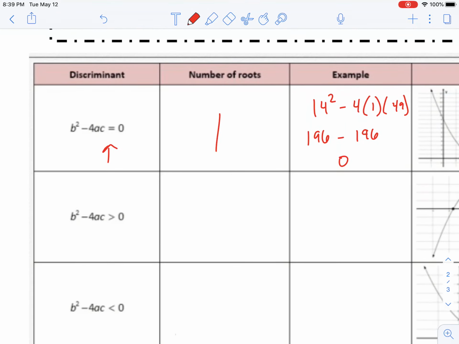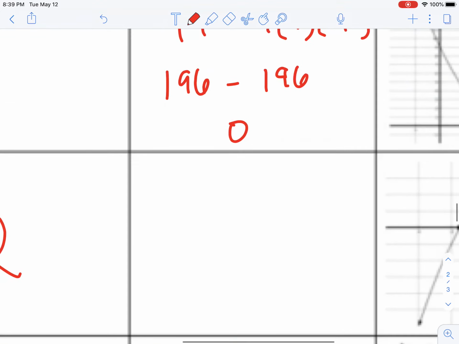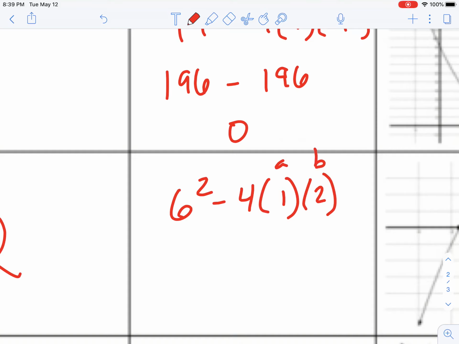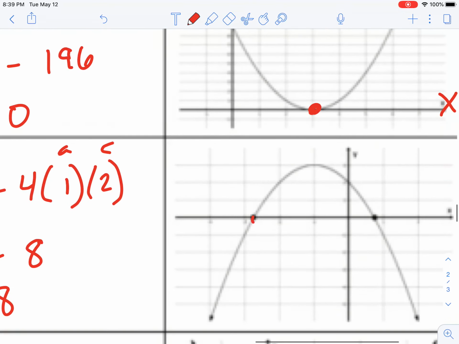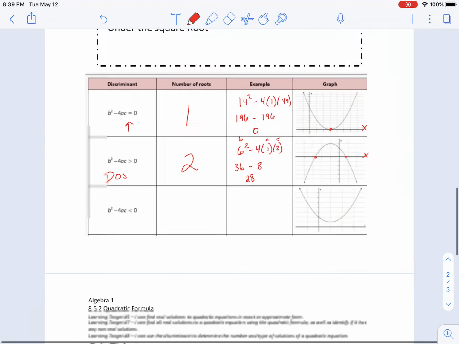Okay, what about if it's greater than 0? So what if the number is positive? Well, we already talked about that. That's the example above. There are 2 solutions there. So let's say it's 6 squared minus 4 times 1 times 2, right? This is your a, this is your c, and this is your b value, right? So that'd be 36 minus 8, which is 28. There would be 2 solutions, right? Because it's positive, and as you can see, it crosses the x-axis twice.